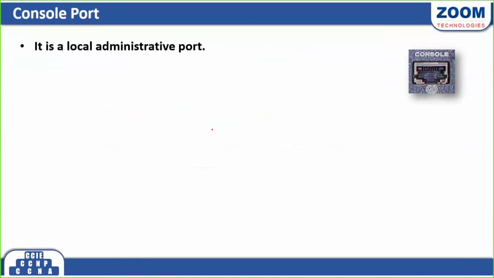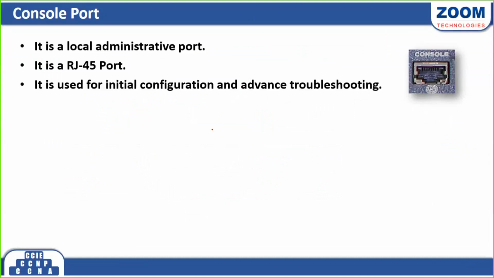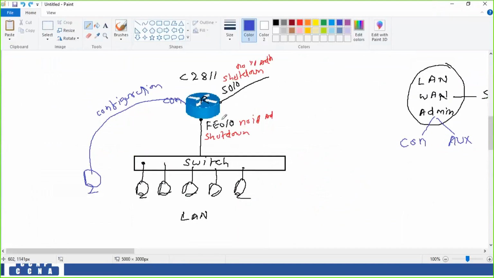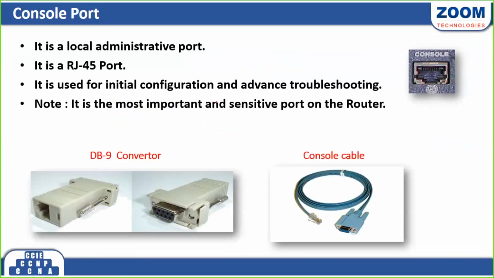It is the local administrative port, an RJ45 port. It is used for initial configuration and advanced troubleshooting. And it is the most important and sensitive port on the router. Important means, if someone has access to the LAN port, they don't have full control of the device. If someone has access to the WAN port, they don't have full control of the router. But if you have access to the console port, then you have full control of the device actually. It is the most important port. So the console port should always be very secured. We need to set passwords. I'll tell you how to set the passwords.